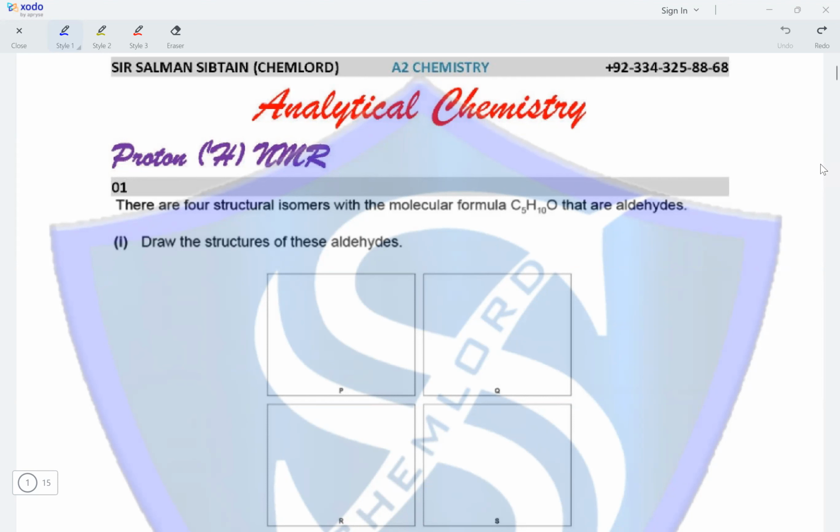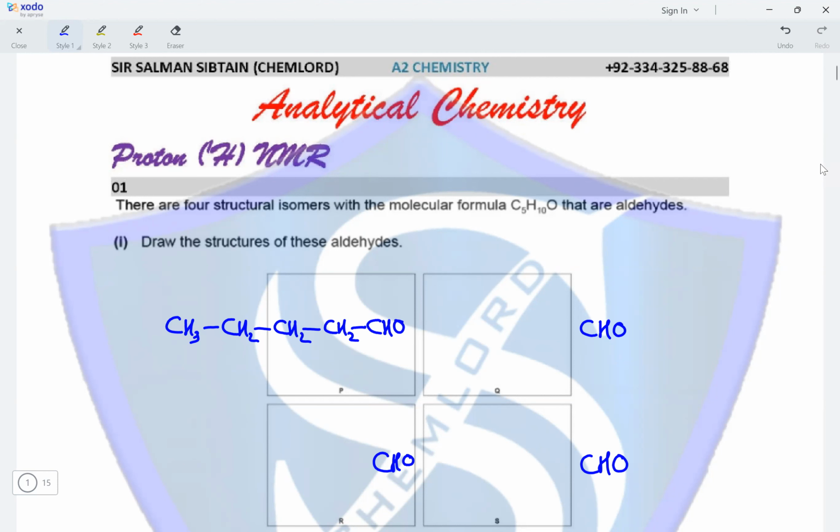So the functional group of aldehydes is CHO. So we draw a CHO for each of these isomers, which would always be the first carbon atom. And then, in order to make four structural isomers of aldehyde, we start with a straight chain aldehyde, which would be CHO, followed by a CH2, another CH2, another CH2, and a CH3, completing a chain of five carbon atoms and having the molecular formula of C5H10O. So this is our first aldehyde.